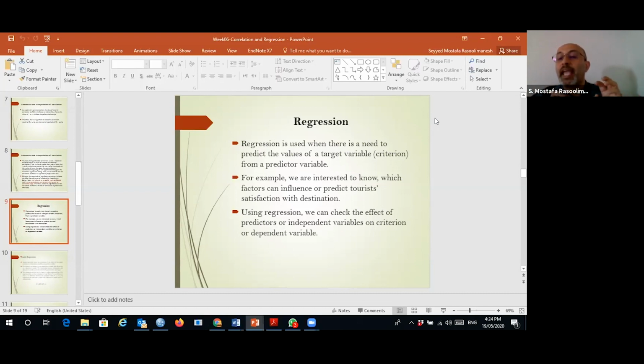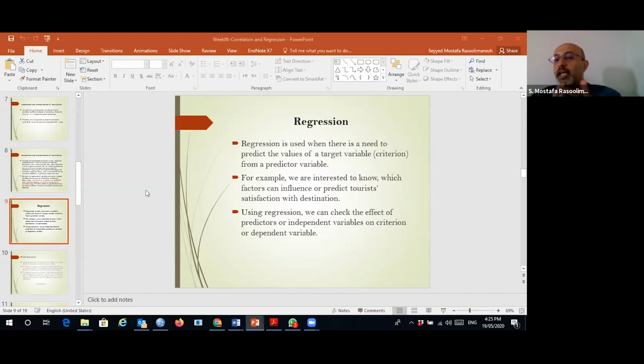When we say A influences B, it means only A can influence B, not B on A. Right? So the relationship between these two variables is a causal relationship. It's different from correlation.